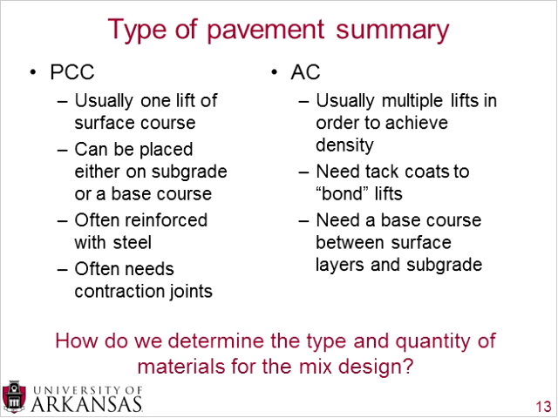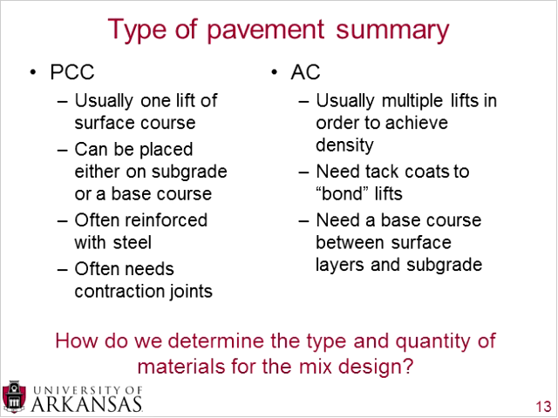Whereas with AC, you usually have multiple lifts so you can achieve your density. Those lifts are anywhere between 1 to 4 inches thick in general, and that allows you to have an even density throughout the entire depth of the pavement. You do need tack coats in order to bond those different lifts together. If you don't supply that bond, you could have the delamination where the layers come off of each other.